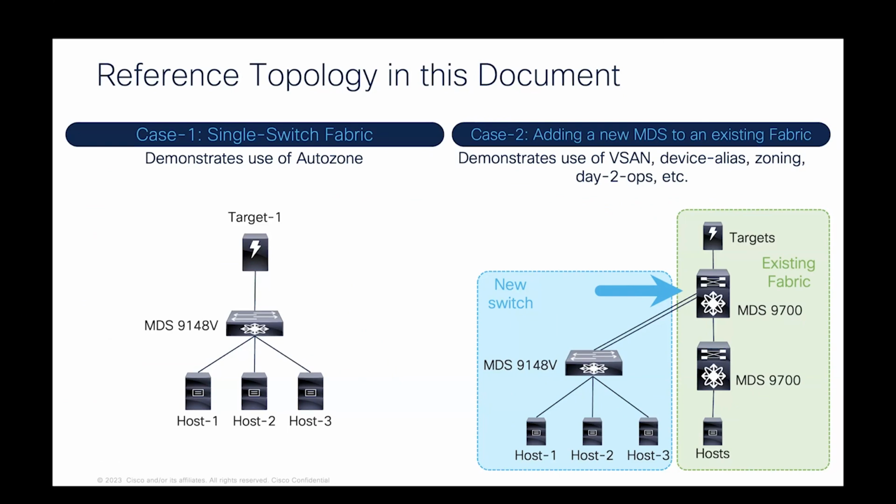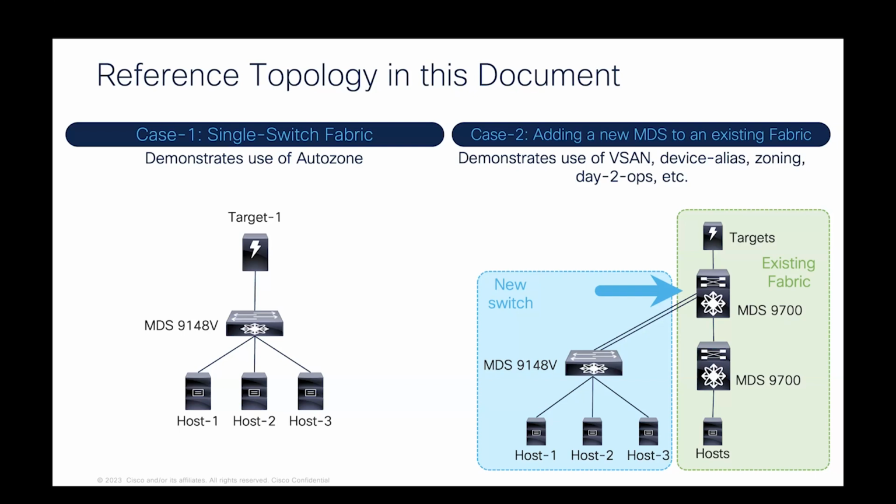Now let's talk about case two, where there is an existing fabric of any number of switches, doesn't really matter. But in this case, I'll demonstrate that there's a new switch and I'll connect it to the existing fabric, and let's see what happens after that. So we'll deal with VSANs and device alias, zoning and all that.